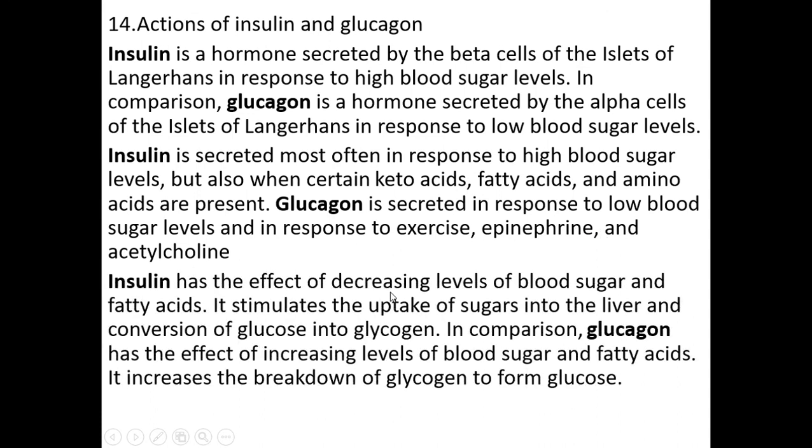Insulin has the effect of decreasing levels of blood sugar and fatty acid, and stimulates uptake of sugars by the liver and conversion of glucose to glycogen. In comparison, glucagon has the effect of increasing levels of blood sugar and fatty acid. It increases the breakdown of glycogen to form glucose.